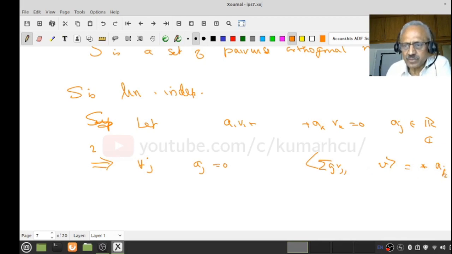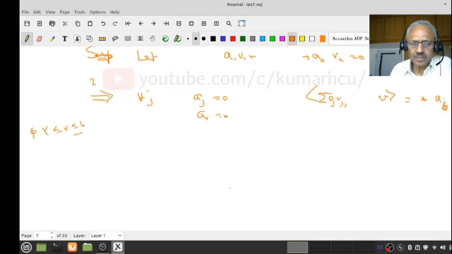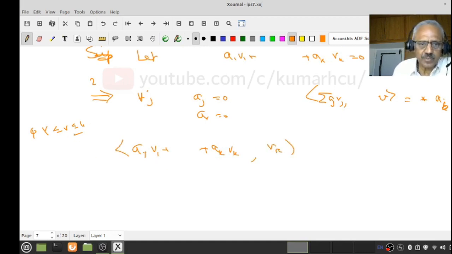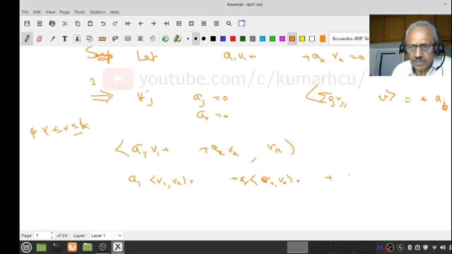Or simply say AK should come. If this is K, therefore let me just say AR. Okay? For 1 less than or equal to R, less than or equal to K, I want to say AR is 0. That's very easy, because if I take A1 V1 plus AK VK inner product with the VR, fix an R between 1 and K, then this will be A1 V1 VR plus AR VR VR plus AK VK VR, right?